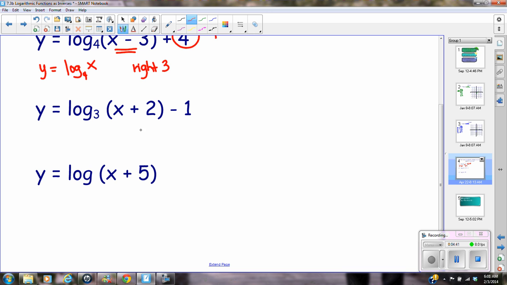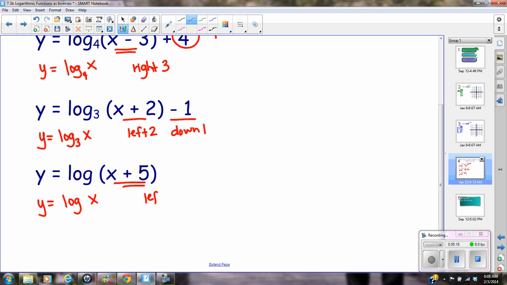Looking at this one, y equals log base 3 of x plus 2, minus 1. First off, let's identify the parent function, which would be y equals log base 3 of x. And it's been moved to the left 2 and down 1. And our last one, this one would just be y equals log of x. And where has that been shifted? Looks like just to the left 5.